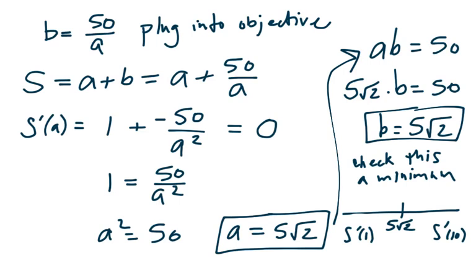S prime of 1 is going to be 1 plus minus 50 over 1, which is minus 49. So that's a minus number. That means that to the left of 5 root 2, we have a decreasing function. And if we look to the right of 5 root 2, say at S prime of 10, now we would have 1 minus 50 over 10 squared, so 100.